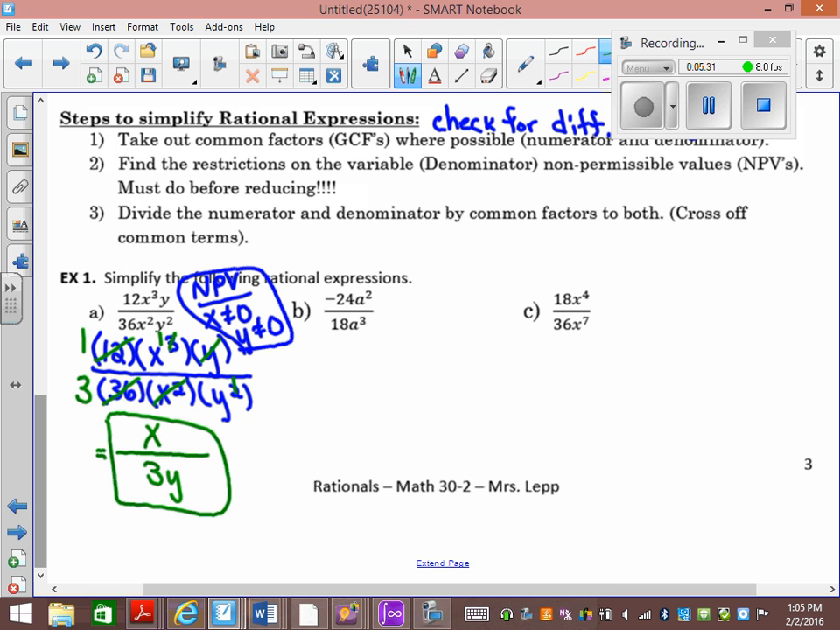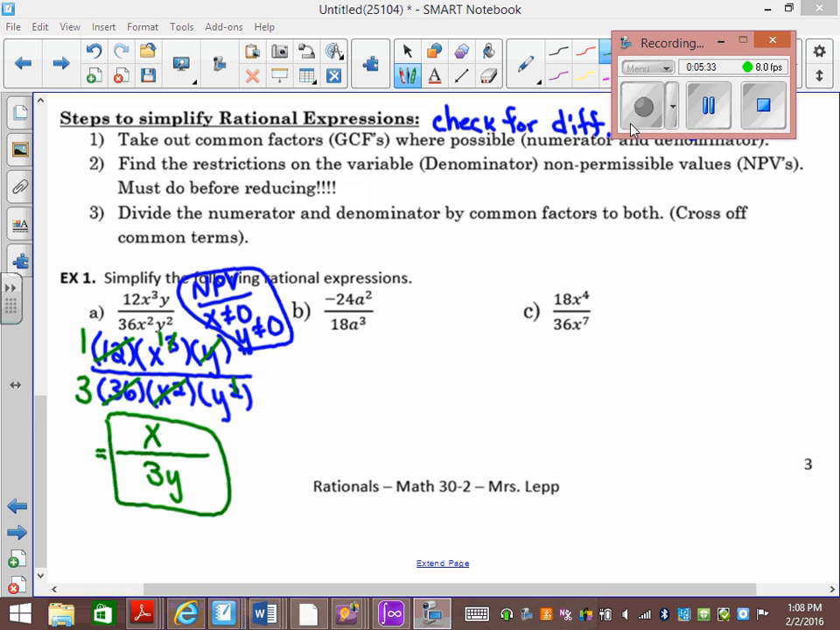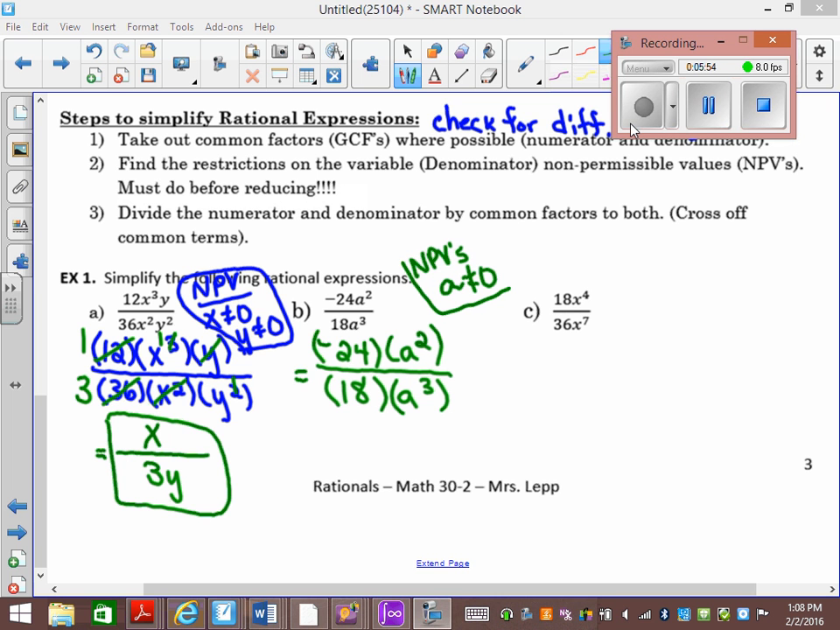You try B and C. Okay, let's go through them. So we can write this one as negative 24 times a squared over 18 times a cubed. Now if I just have an a cubed on the bottom, I can say a can't be 0. So I always take my NPVs before I cancel. 24 and 18, what can come out of both of them, Alexis?